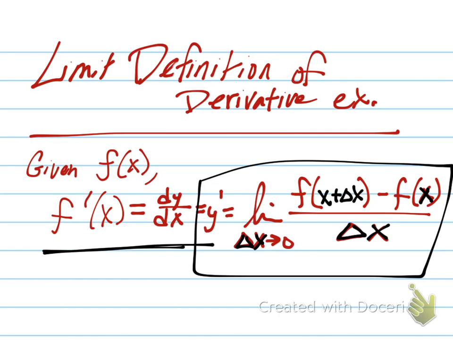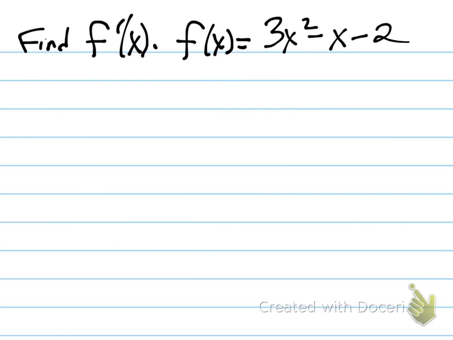So it's the difference quotient, which is this item here, the slope formula, as the gap between the two points shrinks, approaches 0. So let's dive in. Find f prime of x. f of x is equal to 3x squared minus x minus 2.